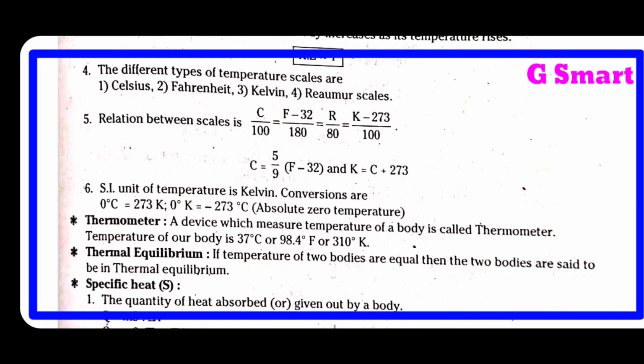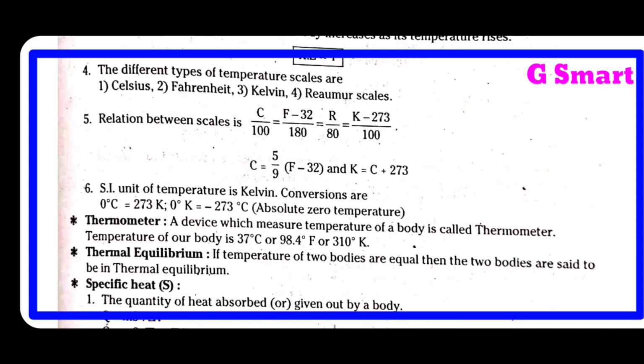Once I repeat this formula, it is very important while doing the problems. C by 100 is equal to F minus 32 by 180, that is equal to R by 80, that is equal to K minus 273 by 100. Most probably in problems they will give temperature in centigrade and convert into Fahrenheit, or temperature in Kelvin convert into centigrade, or temperature in centigrade convert to Kelvin. So this formula is very important to change the temperature in different scales.